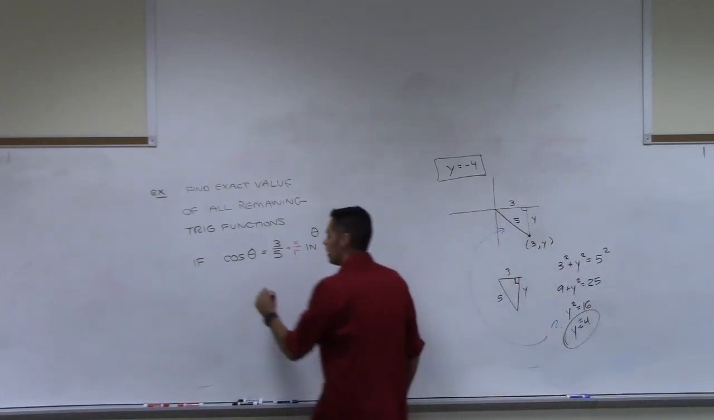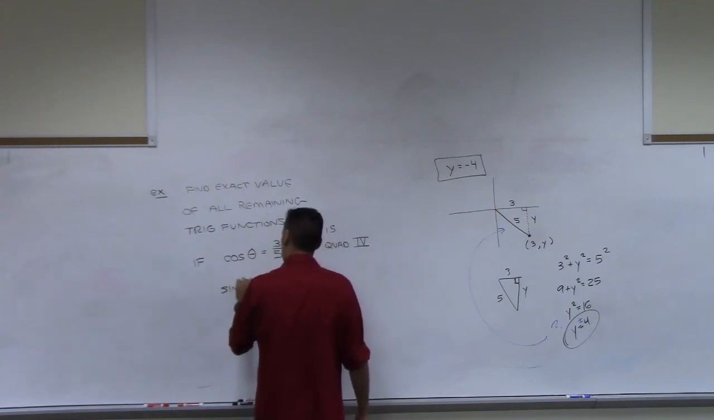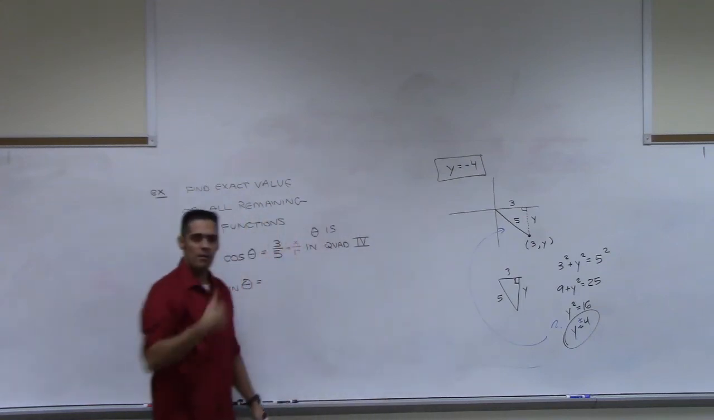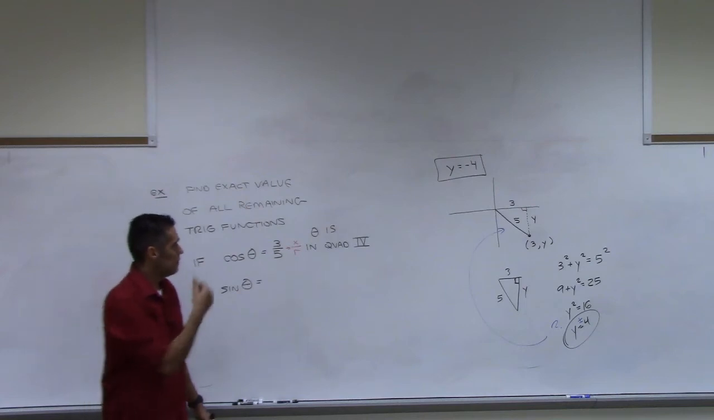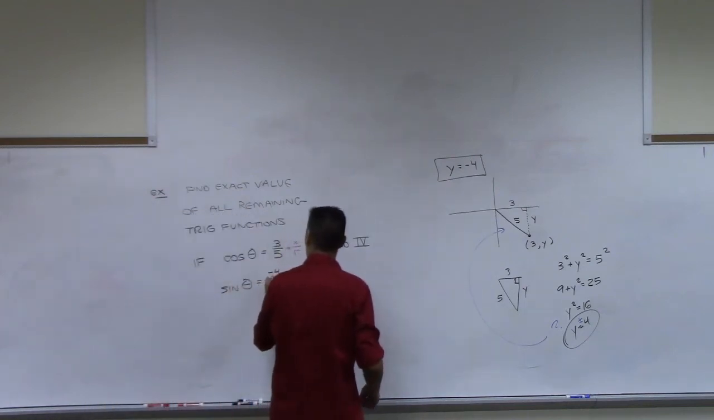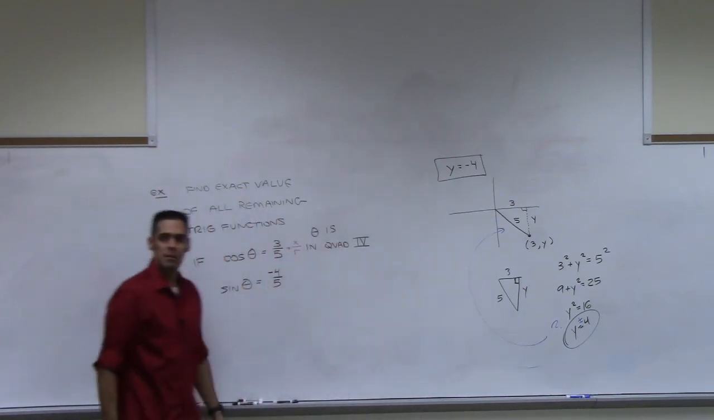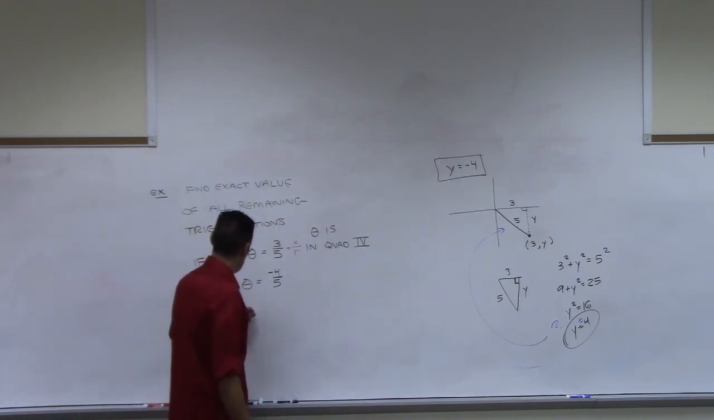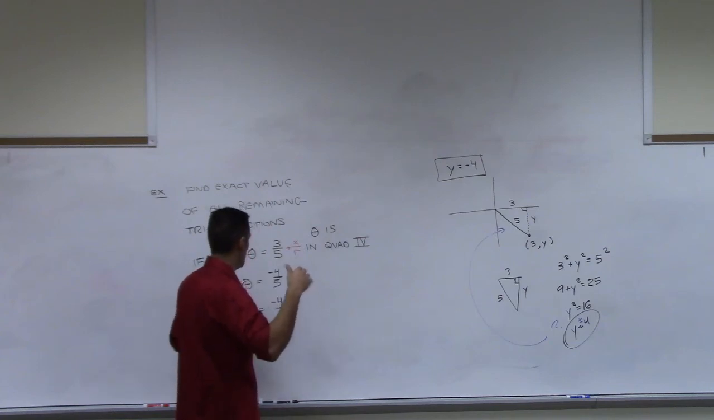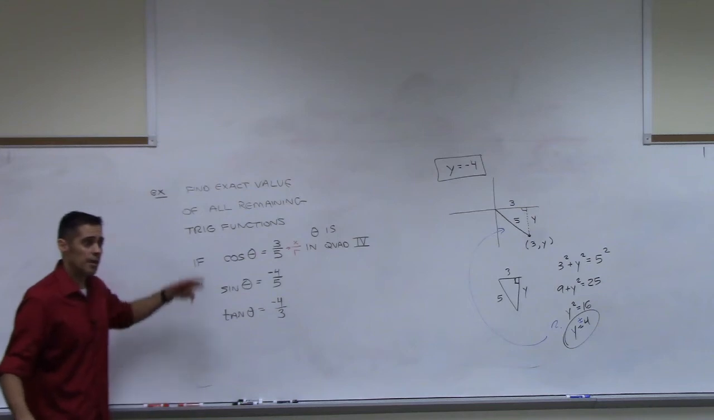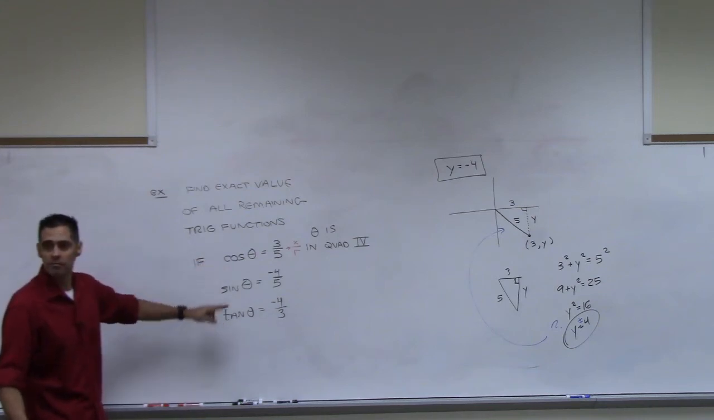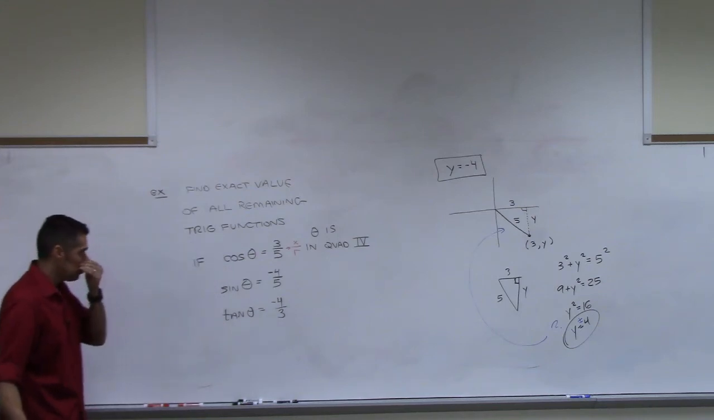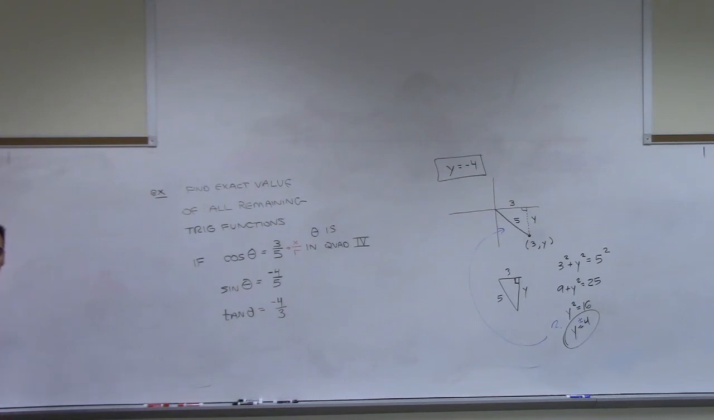Okay, so I should be able to get everything else now. Sine theta is y over r, so what should that be for us? Negative 4/5. And then tangent? Negative 4/3. Good. Negative 4 is your y over your x, which is 3. And then the other 3 are just these flipped. So am I okay to stop there? Sure.